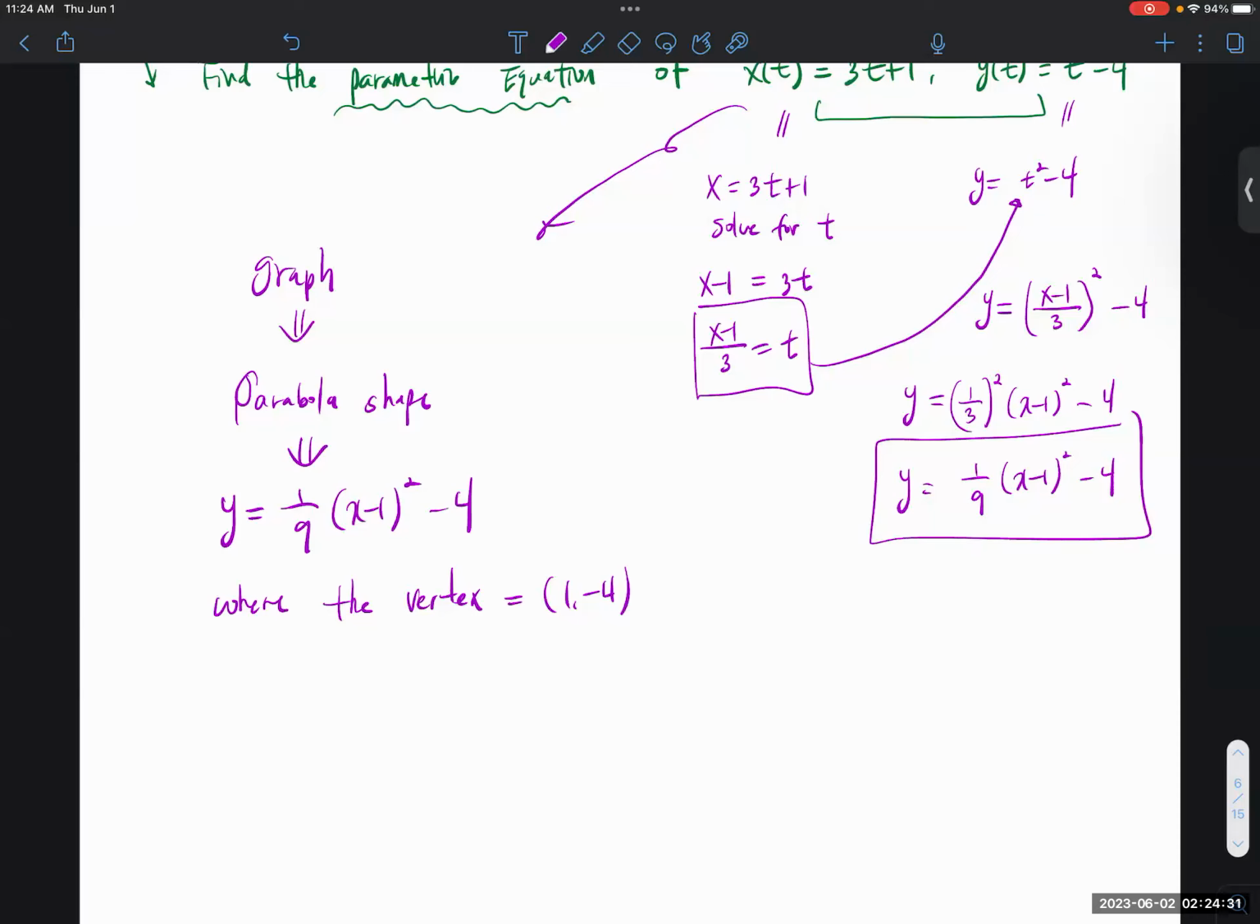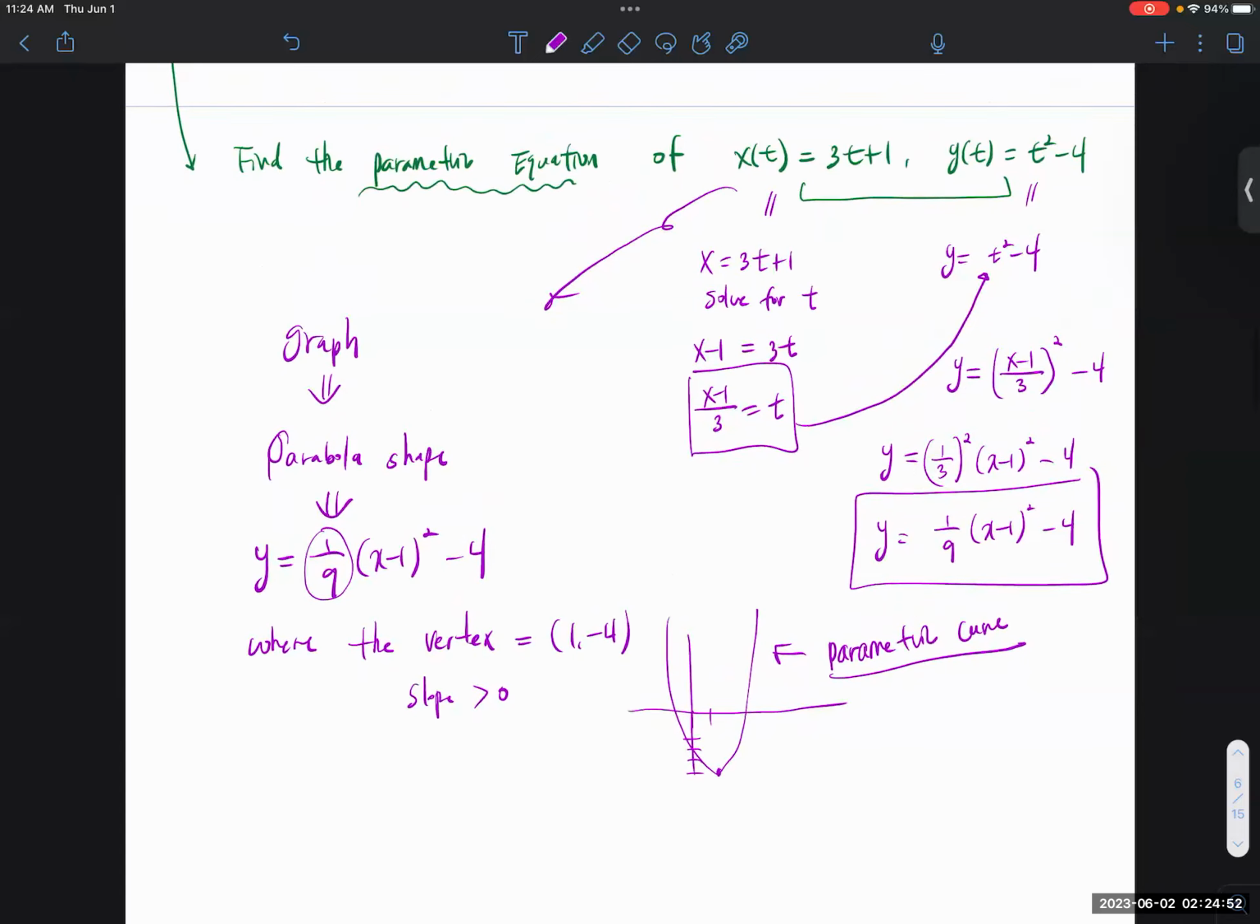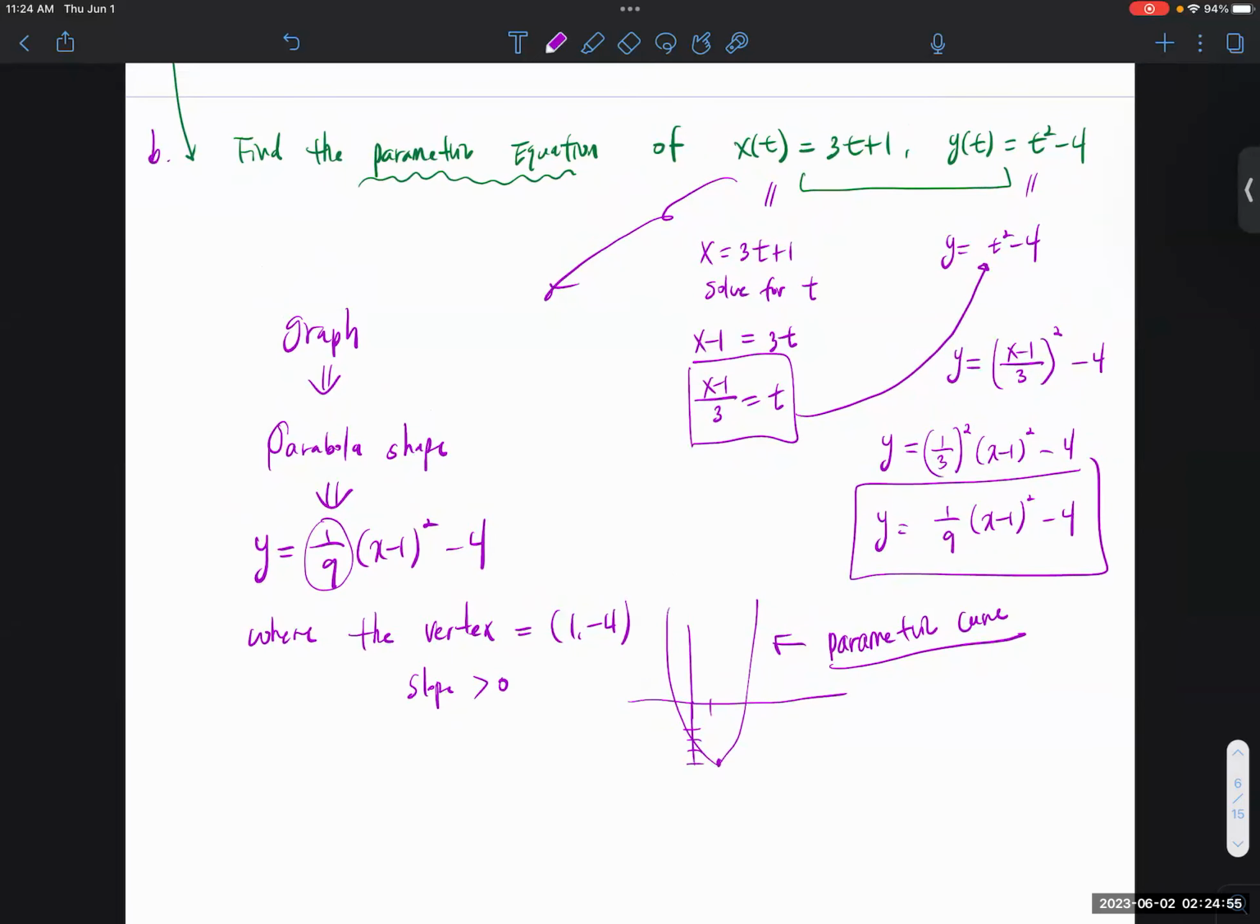And then the slope is positive. So you can graph it; (1, negative 4) is right there. So approximately you can graph the parametric curve of that function. Okay, this is a parabola shape. So you can take a look at B, and that's the solution. Does it make sense to you? So I'm going to hold up here. It's not like too much work.